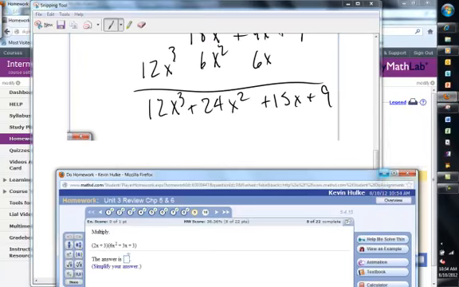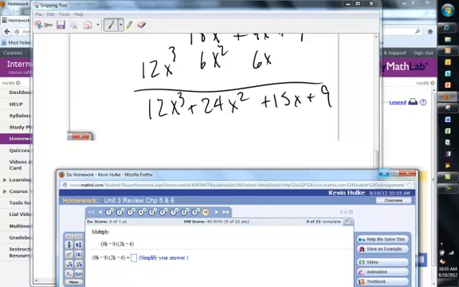Okay, 12x cubed plus 24x squared plus 15x plus 9.